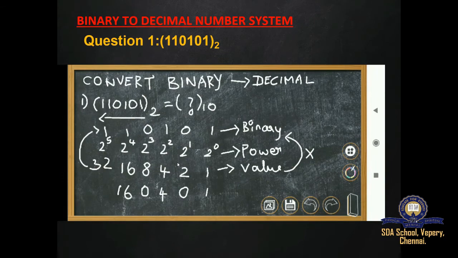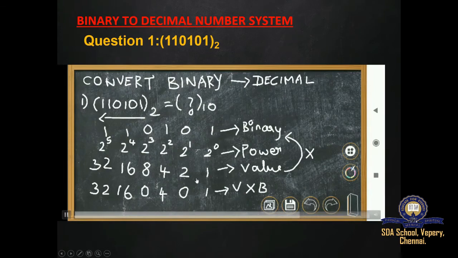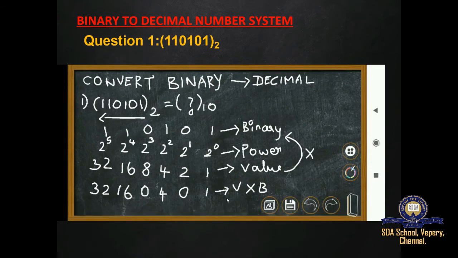32 into 1, we get 32. Now, the same step, we are going to write it elaborately. So, you also write like this. For your understanding, I am explaining here. Now, the same step, that is value into binary, we are going to write as a step. You also have to write like that.